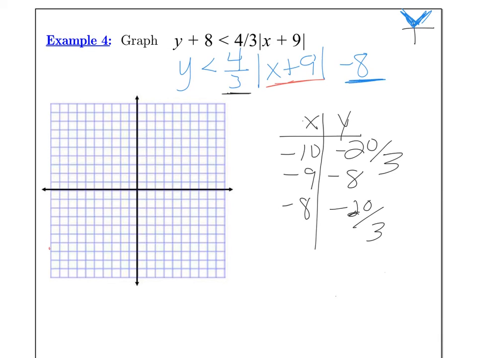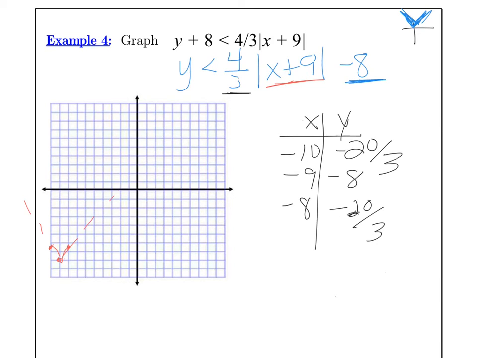So I'm going to put it about there. And then negative 9, negative 8 is right here. And then negative 8, negative 20/3 will be about there as well. Okay, now the good news is that I don't have a lot of space over to the left. Oops, and I have to be careful because I have to think about, do I have a less than or equal to, and that's a less than, so it does not have a solid line. And then the other side I can just kind of extend up.